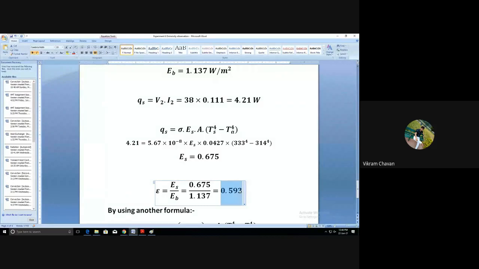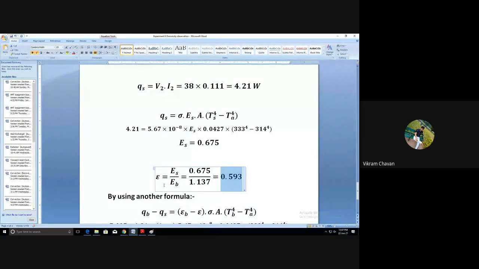So that is the logic behind the program. You have to define all the variables in the program, then all the formulas. Then the program should ask you for the input values: voltage, current, the diameter, the surface temperature for the black body, then the surface temperature for the ambient air. Whatever calculation is needed will be done by the program, and you will directly get the result: emissivity is equal to 0.593. This is the logic behind the programs.